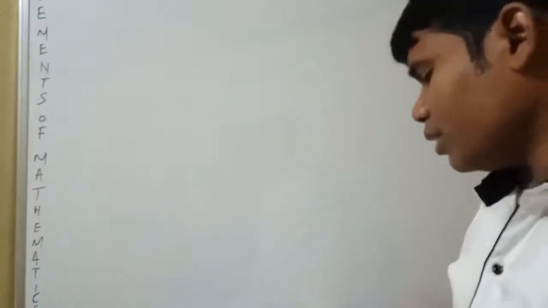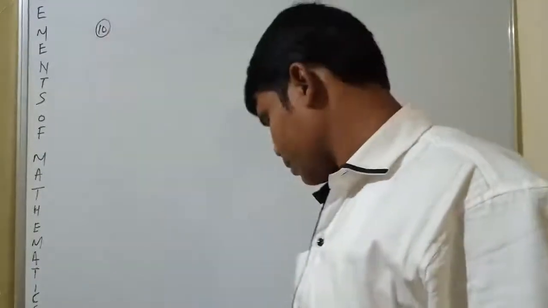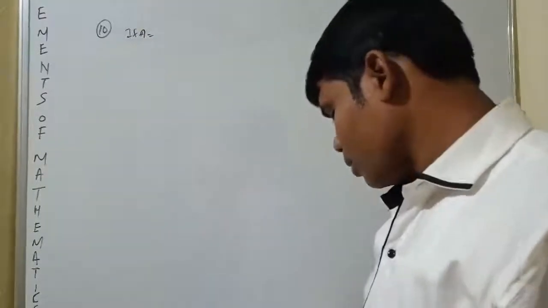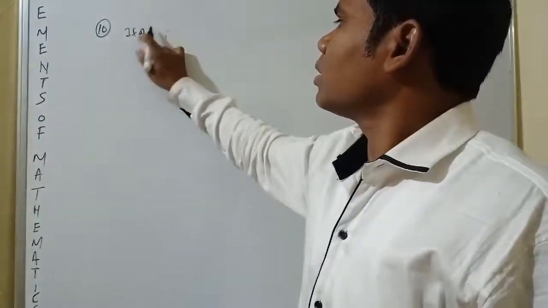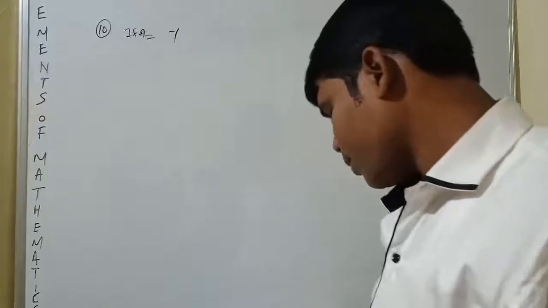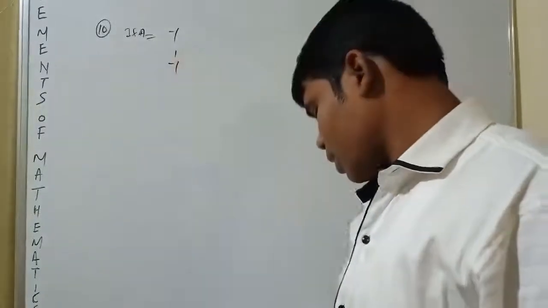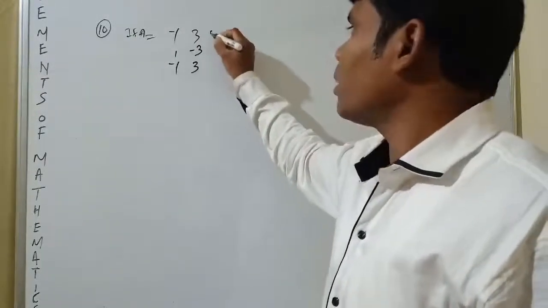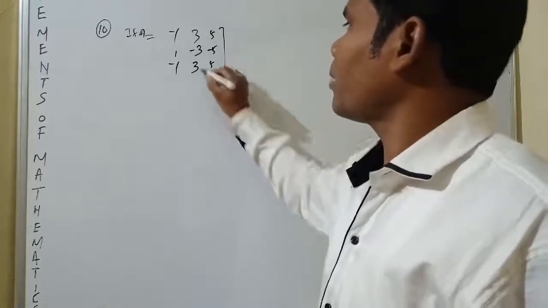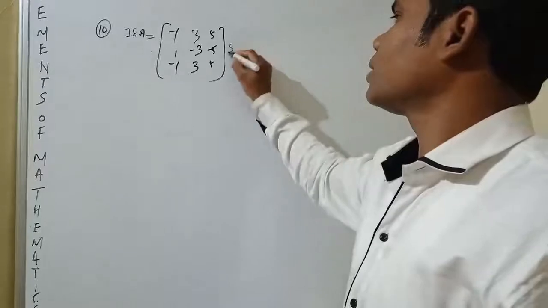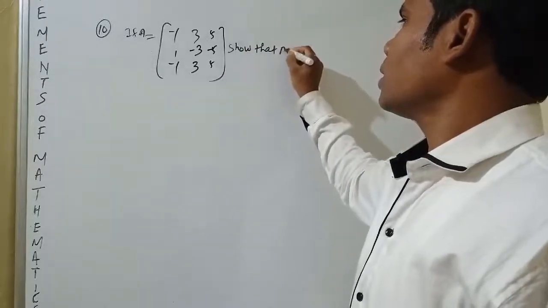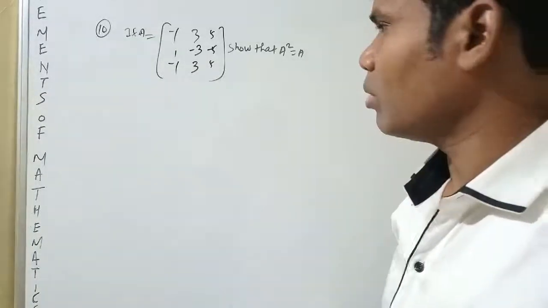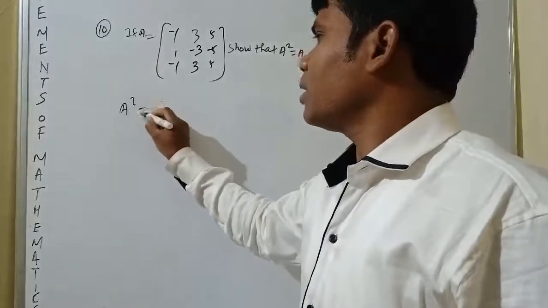You see the next question, question number 10. If A is equal to minus 1 1 minus 1 3 minus 3 3 5 minus 5 5, so that A square is equal to A. That means we have to multiply A into A twice. Okay, that means use right here A square is equal to A into A.